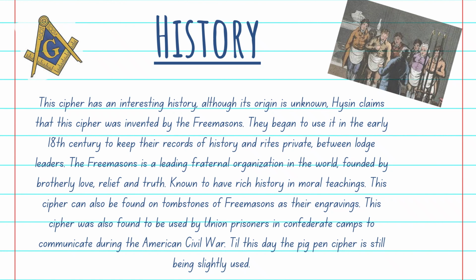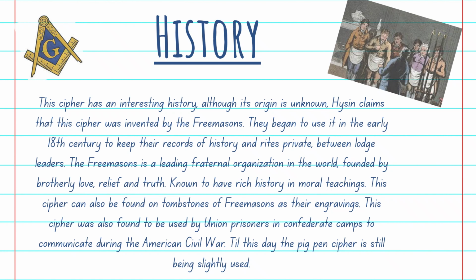This cipher can also be found on tombstones of Freemasons as their engravings. This cipher was not only used by the Freemasons, but it was also found to be used by Union prisoners in Confederate camps to communicate during the American Civil War. Although this cipher is not so hard to use and it's very easy to read, till this day, the Pen cipher is still being slightly used.